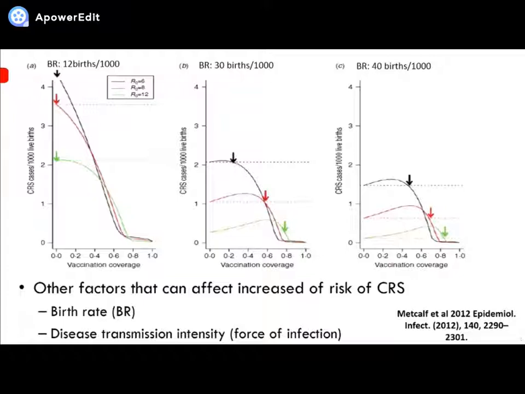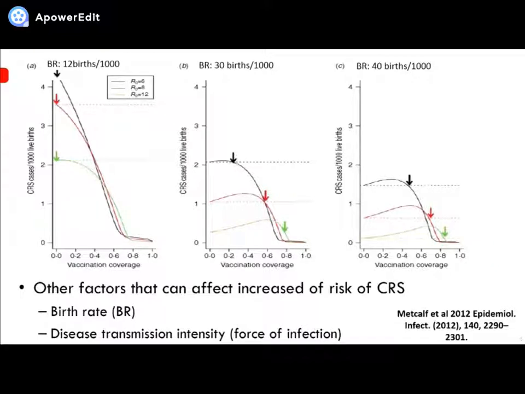So looking at this with a birth rate of 12 births per 1,000 population, it really doesn't matter how big the transmission intensity is. Introducing the vaccine will always result in a reduction in CRS cases. Things start to get a bit interesting with higher birth rates. You can see that with higher birth rates and also with higher disease transmission intensities, you begin to see these humps appear. These humps kind of denote that shift in the age of transmission and also an increase in CRS cases following the vaccination program.